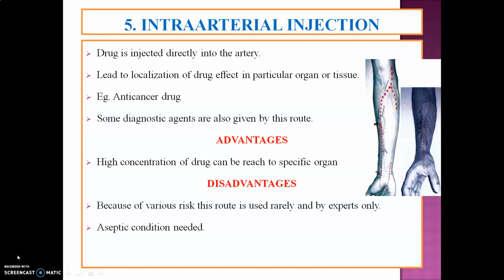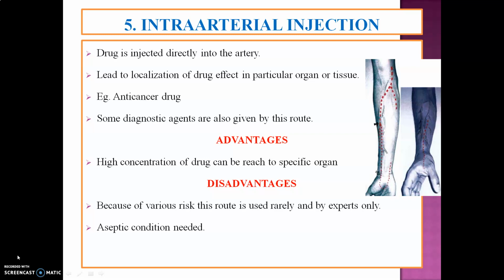In the last lecture we have seen the different routes of administration. So we are on injection. We have already learned about the four types of injection. First is intravenous injection, then intradermal injection, intramuscular and subcutaneous injection. Now we'll start with the next type of injection. The fifth type of injection is intra-arterial injection.